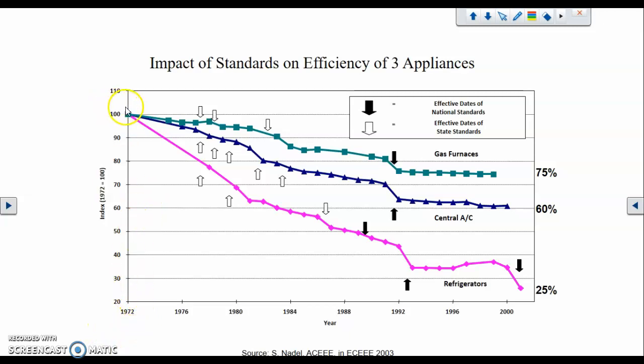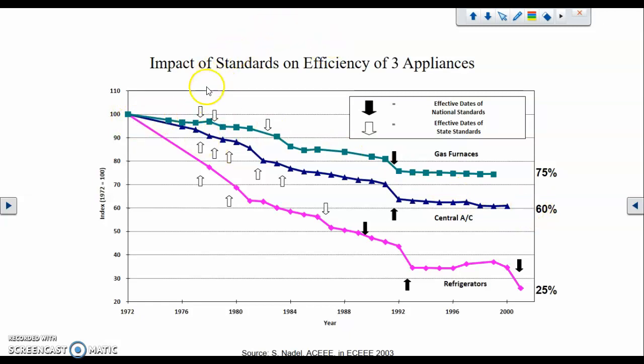So if you look at this, a gas furnace uses 75% of the energy required to run a gas furnace in 1972. A refrigerator, on the other hand, only uses 25% of the energy that was required to run the same appliance in 1972. Please note that the lower this number is, the more efficient it is. That means this is 75%, this is 25%, and this is obviously 40%. Central air conditioning compared to 1972 only uses 60% of the energy in 1972.